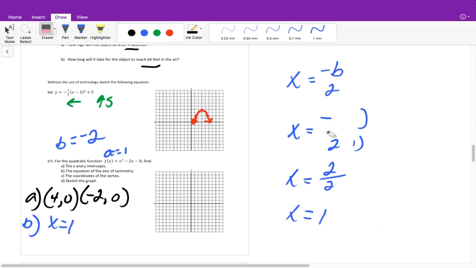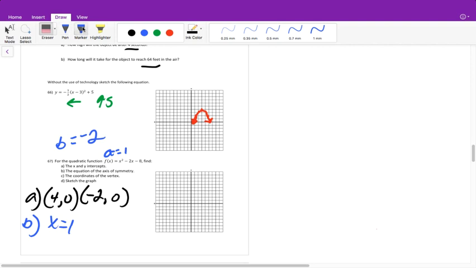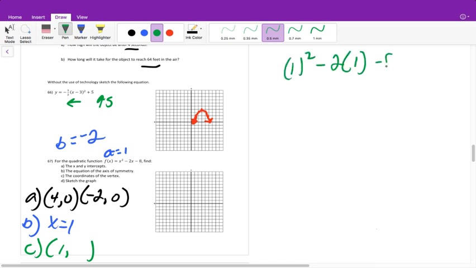Finding the coordinates of the vertex, well, once we have our axis of symmetry, that is the x value of our vertex. So I know for C, it is already 1, let me just write this a little bit neater. 1, something. Well, if we know our x and we want our y, we just plug it in. So it'll be 1 squared minus 2 times 1 minus 8. So this is 1 minus 2 minus 8, which is negative 9. So that is our vertex.